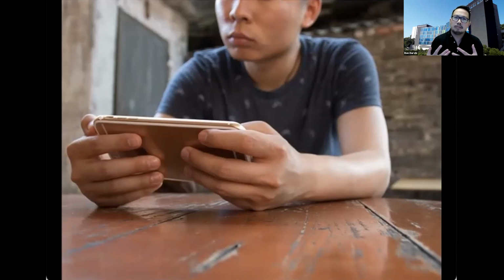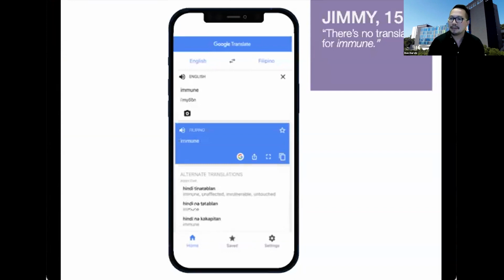So how do you figure out what the word immune means, right? Because he said it was a word that he wasn't really familiar with. And so he says, oh, I usually turn to Google Translate, right? And I know for those of you who were in the talk with Emily and Kimberly from a month ago, where they talked about Google Translate in the language classroom. For Jimmy, he goes to his phone and he inputs immune on Google Translate and looks for the Filipino translation. And quickly he enters it and he looks at the blue box that shows up on his phone and says, oh, there's no translation for immune, right?